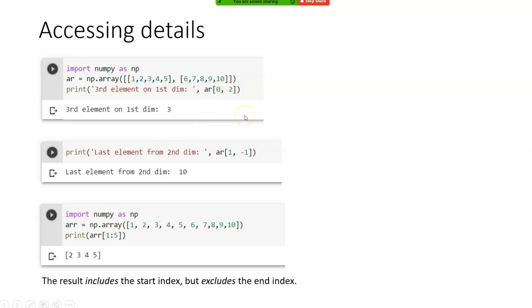Clear? Is this clear? Very similar to what we saw in list, tuple, dictionary. Very similar to that. But instead of other ways of creating arrays, here we are using NumPy. As I said, why are we using NumPy? This is faster.